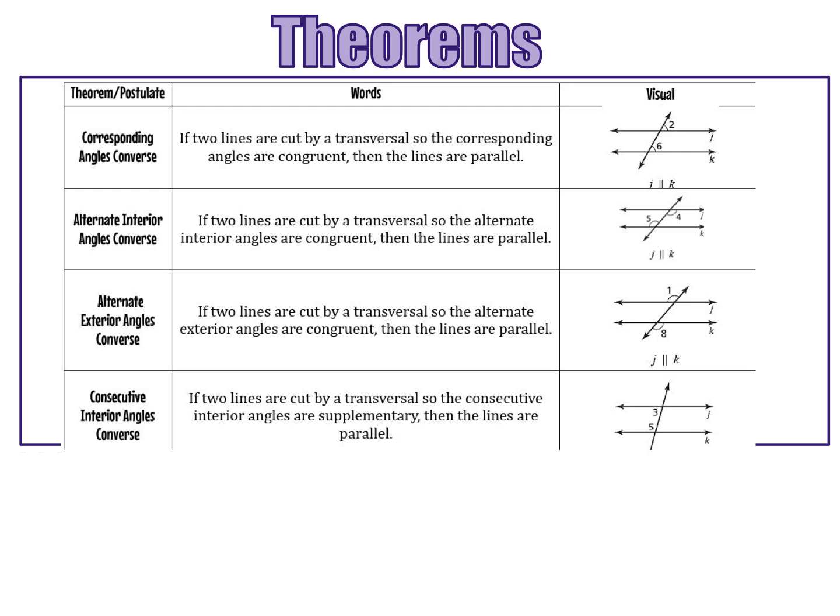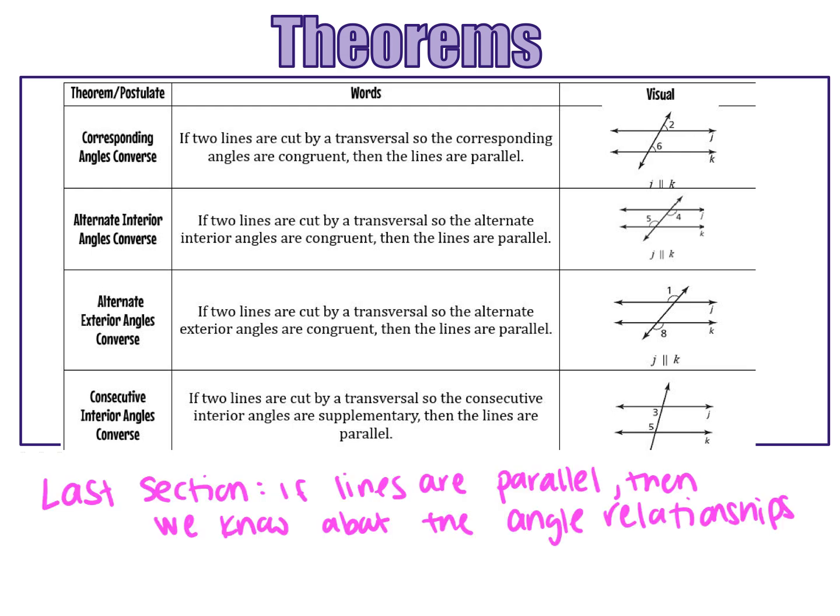In this lesson, we're going to reverse that. So last lesson was all about if we know the lines are parallel, then we know these things about relationships between the angles. Now we're going to say if we know that these two angles are congruent, or these two angles are congruent, or these two are supplementary, if we know the angle relationship, then we can conclude that the lines are parallel. So let's look through and highlight and mark up each of these theorems.